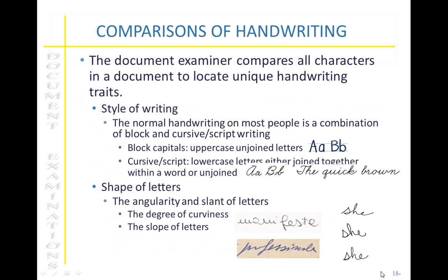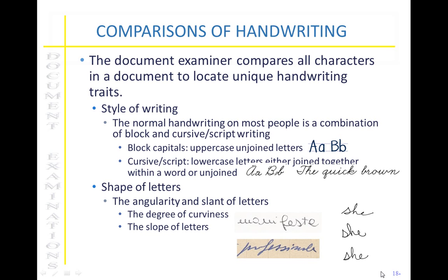With the comparison of handwriting, the document examiner is going to take into consideration all characters in the document to locate areas where there are very unique handwriting traits. So this may be a lot of different things. The first might be the actual style of the writing itself. Does the person primarily use block letters, or are they using cursive or script letters? Is a lot of it uppercase or lowercase? A lot of this is going to play into the style of their overall writing.